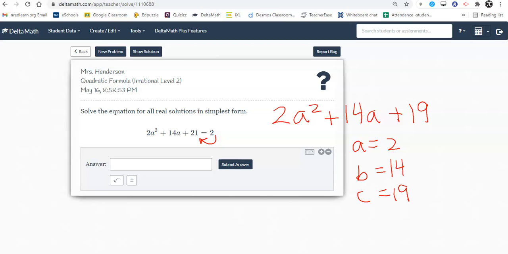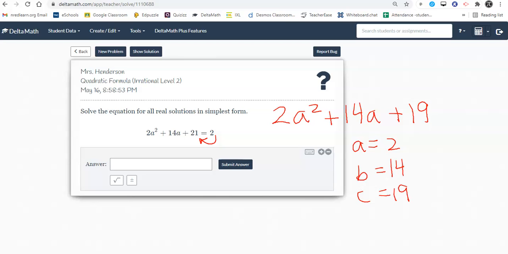So negative b plus or minus, so I'm going to choose a plus sign, square root of b squared minus 4ac all over 2a. So there's my formula. Press enter, and I get negative 1.8.